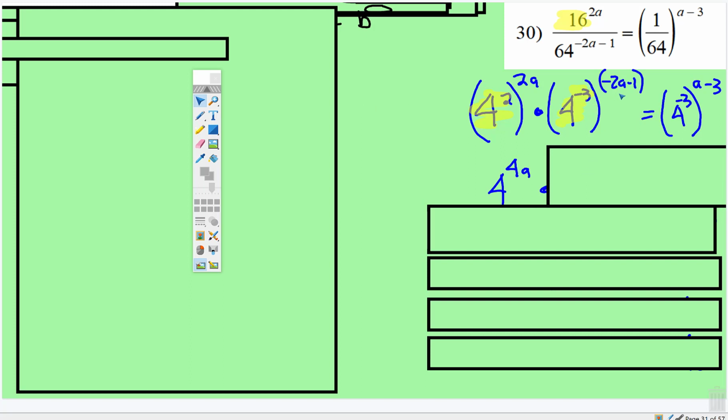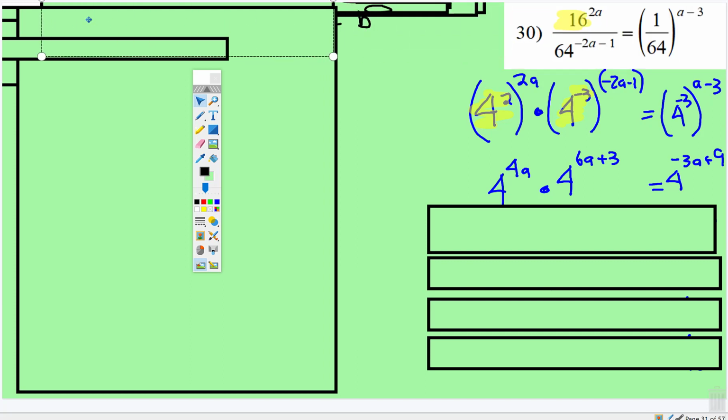Negative 3 times negative 2 is 6a. Negative 3 times negative 1 is 3. All right. And on the right side, negative 3 times a is negative 3a. Negative 3 times negative 3 is positive 9. Well, now we have powers of the same base being multiplied, so we are going to need to add those exponents. So 4a plus 6a is 10a, so 10a plus 3.